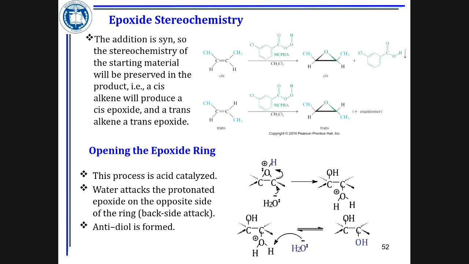What about the epoxide stereochemistry? Epoxide stereochemistry also, because formation of the triangle is going to be from the same side, if it's cis, it will stay as cis. If it's trans, it will stay as trans, just like carbene. Any questions?